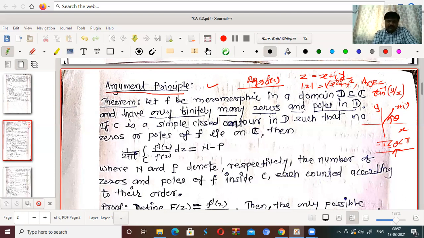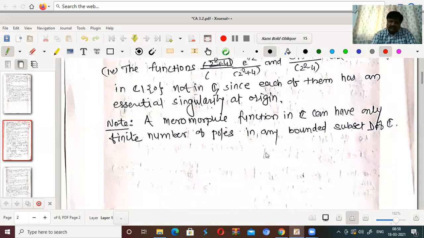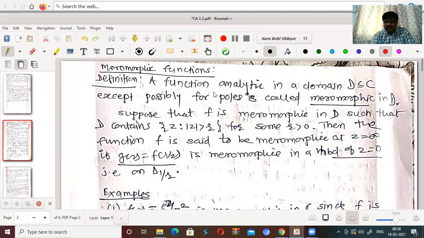Now, this is the argument of a complex number. We want to see the argument principle here. Before that, we need one concept, that is the meromorphic function. What is meant by a meromorphic function? We will see that first, and then move to the argument principle.